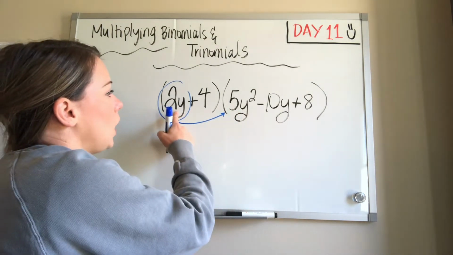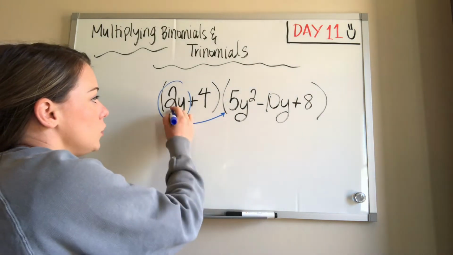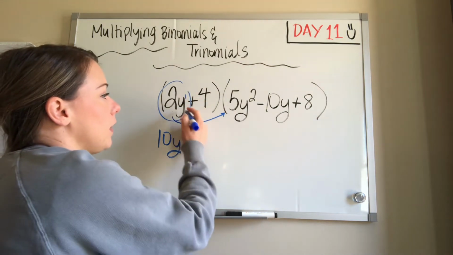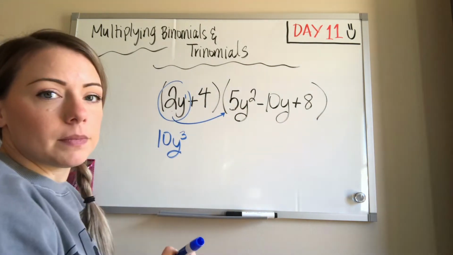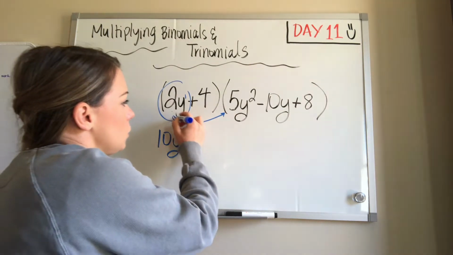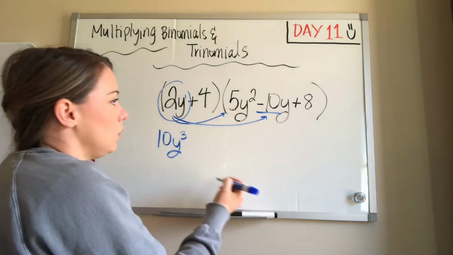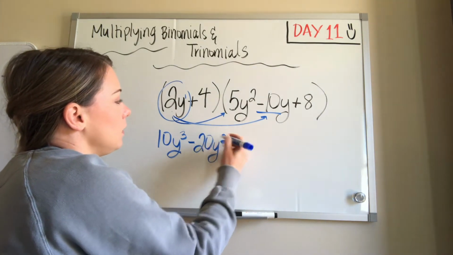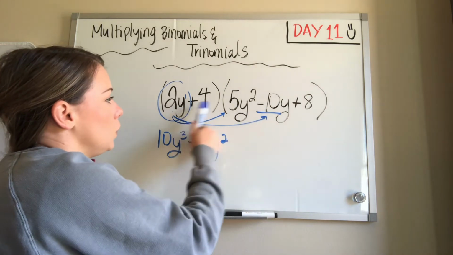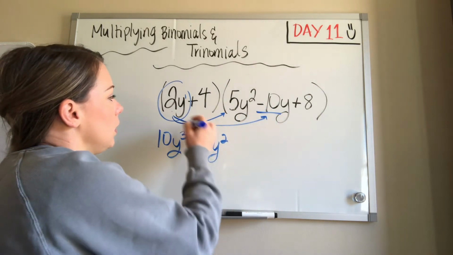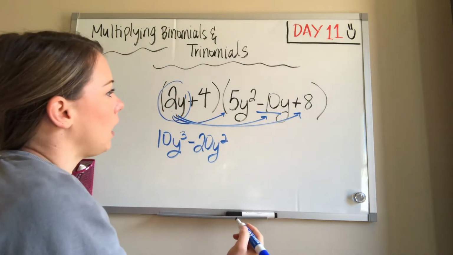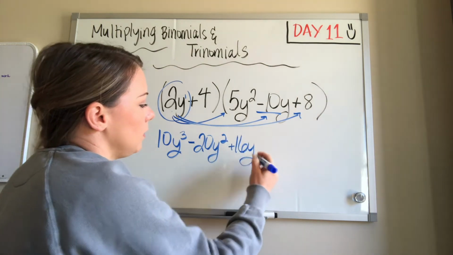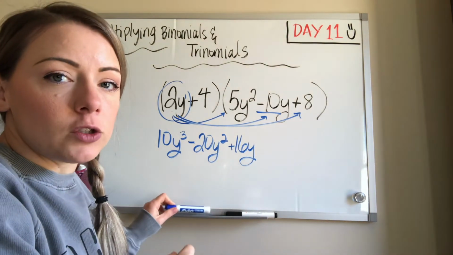So I first have 2y times 5y squared, so I have 2 times 5, which produces 10. I keep that y, and remember that I actually add the exponents. All right, now I'm going to do 2y times a negative 10y. Keep in mind that's negative, so I get negative 20y squared. 2 times 10 is 20, y times y is y squared. And then I'm going to multiply 2y by 8, and I would get 16y. All right, so I have my first term distributed.